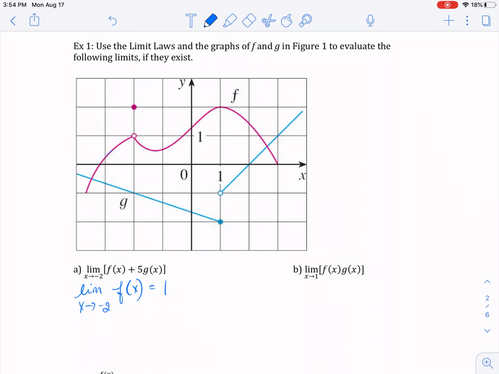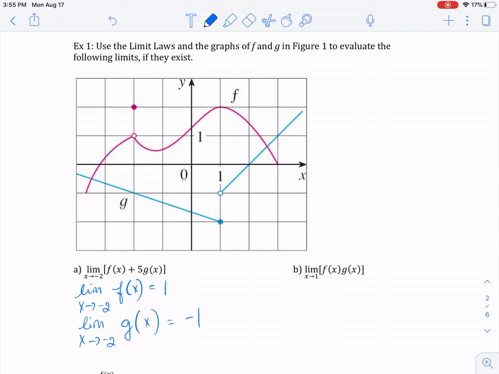Now for g of x, the limit of g of x as x approaches -2. Right here. So you see left and right. You can see that from left and from right, the limit is -1. So you can write the limit of g of x as x approaches -2 is -1.